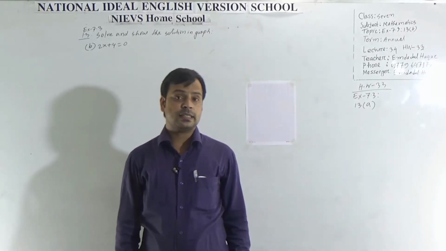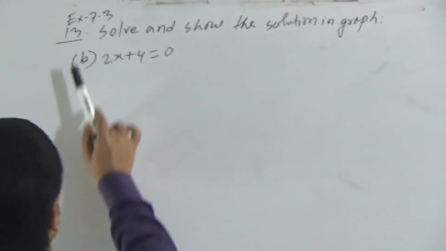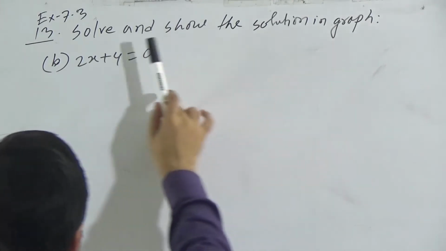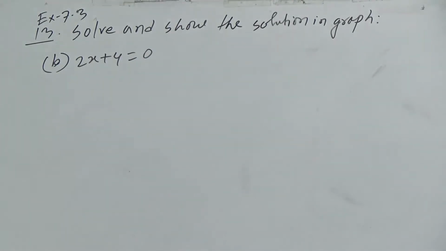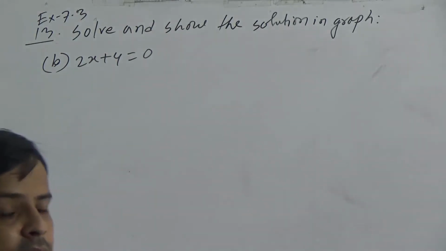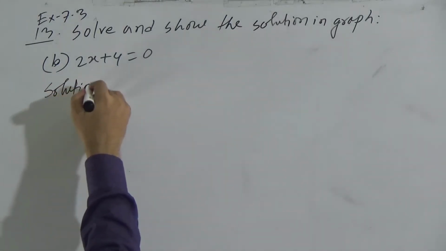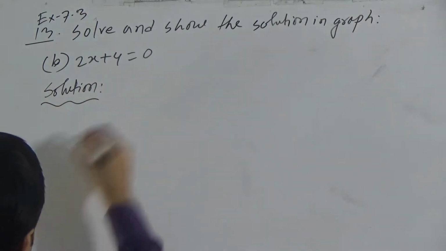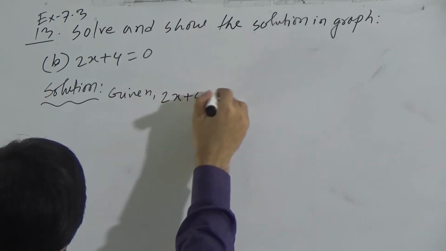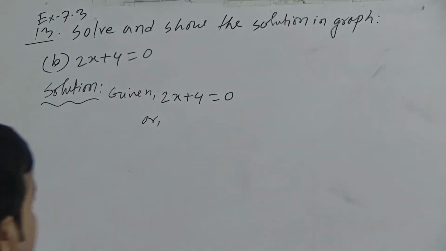Okay, dear students, let us see at first how to solve this type of question. Now see question 13. Solve and show the solution in graph. It means that we have to solve the equation 2x plus 4 and then we have to show the equation in the graph. Okay, so we can write solution. Given equation: 2x plus 4 is equal to 0. Solve the equation means we have to find the value of x.